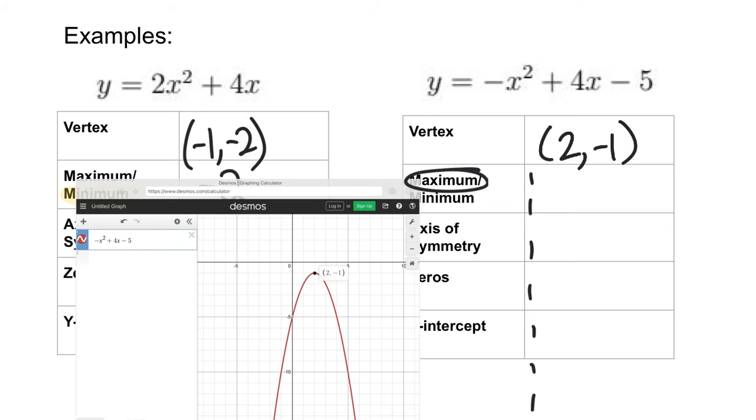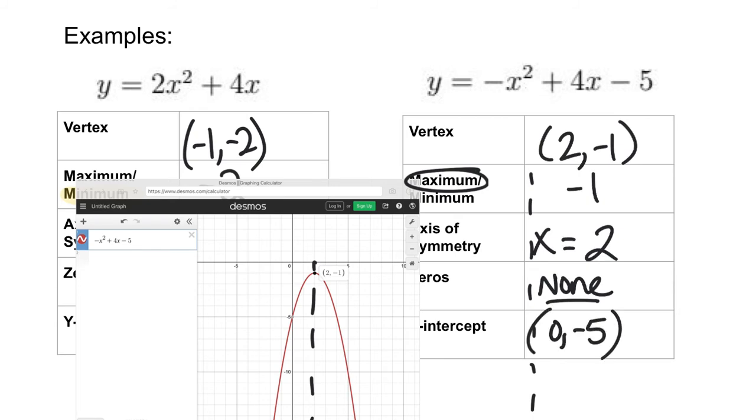So my maximum is going to exist at -1. My axis of symmetry is going to be x equals 2. It has no zeros. Notice that it never touches the x-axis, so there are none. And it has a y-intercept at 0, -5, because I see where it's touching my y-axis at -5.